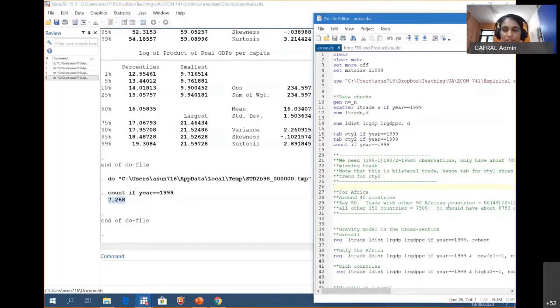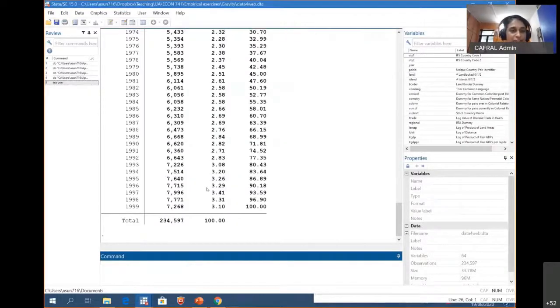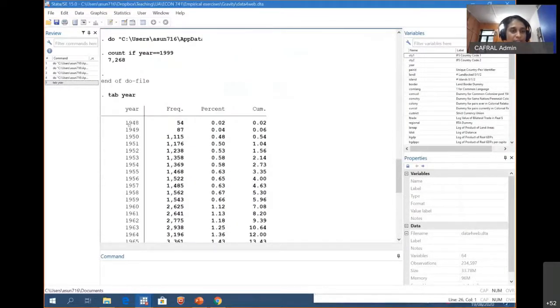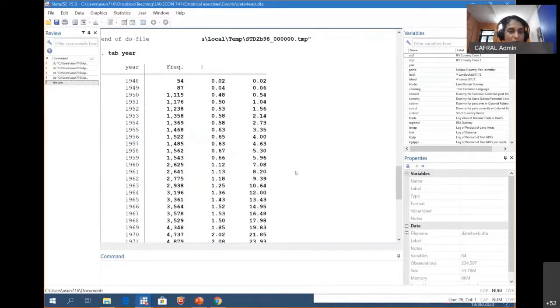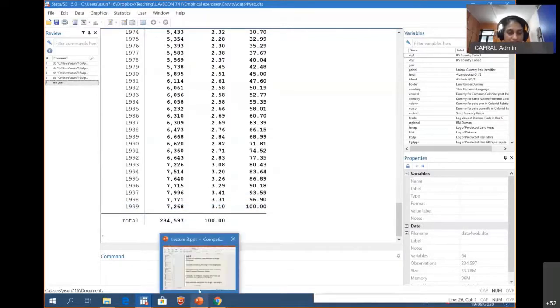Okay, so we have gotten a sense of the data. We have bilateral data. Let's tab the year and see how many years we have. So we have years going all the way from 1950, because this data is spotty for 48 and 49. So we have data from 1950 all the way to 1999 between 198 countries.